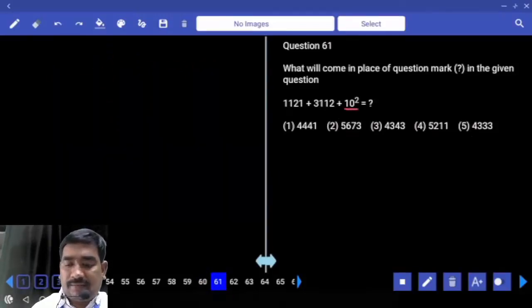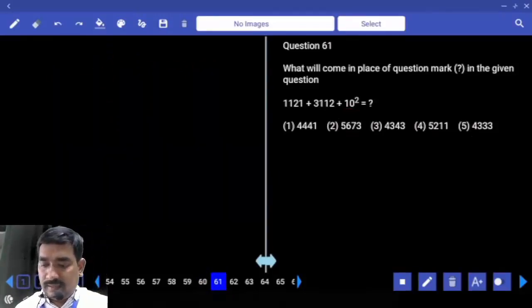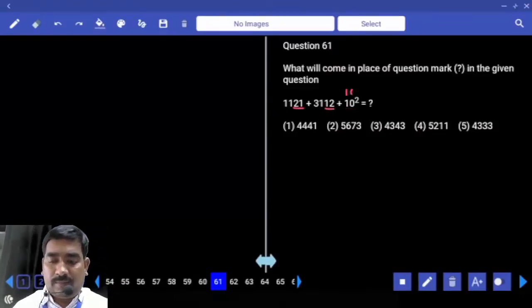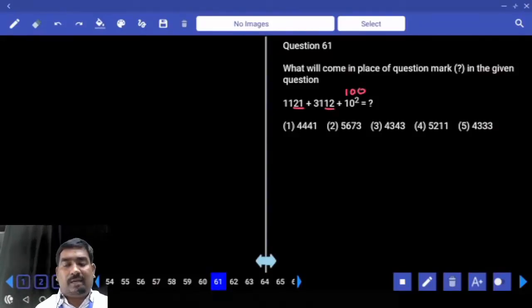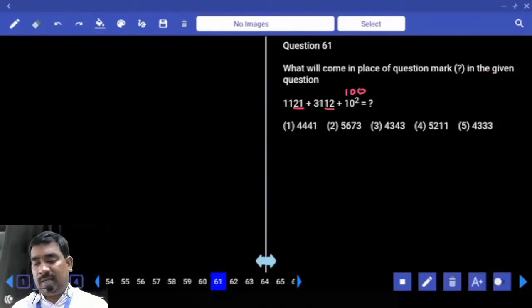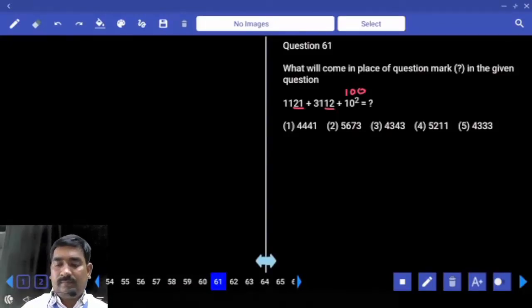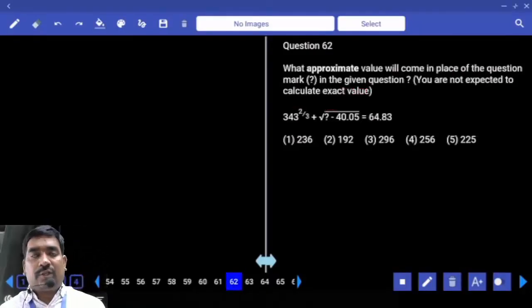What is 10 square? 21 plus 12 is 33. The last option ends with 33, right? It ends with 33 in the fifth option. Last 2 digit verification. Approximations.